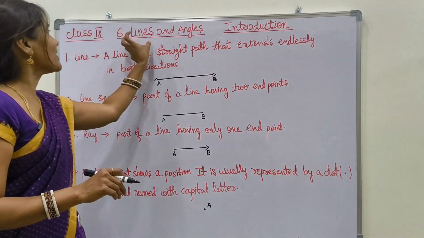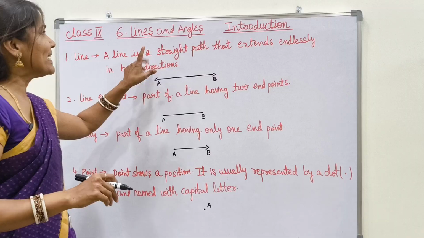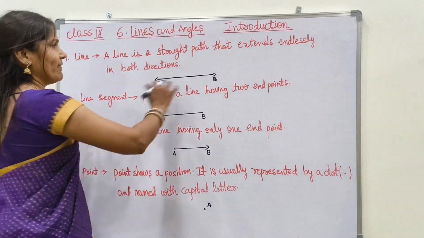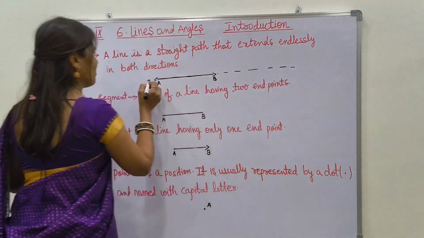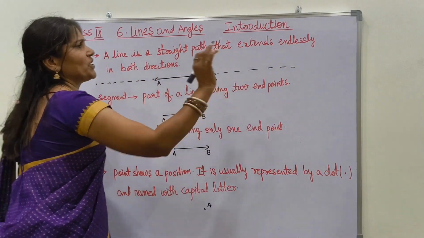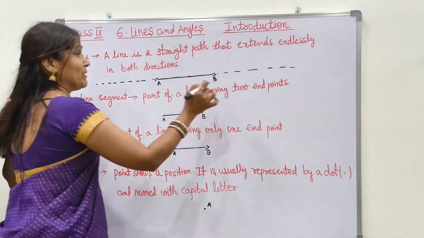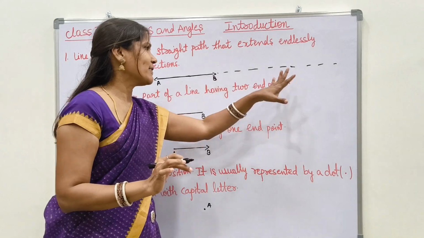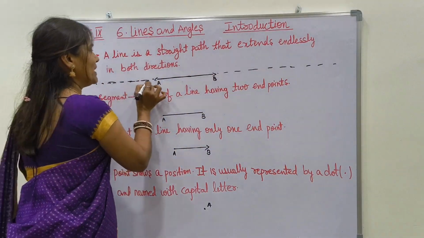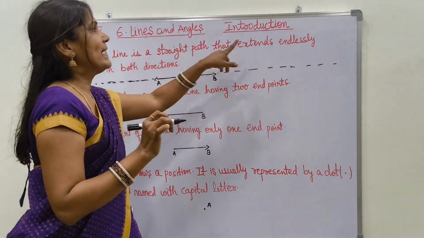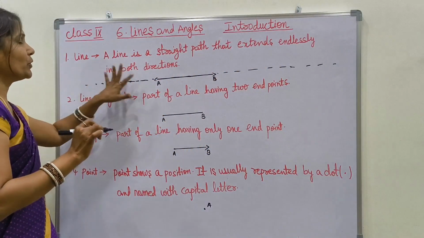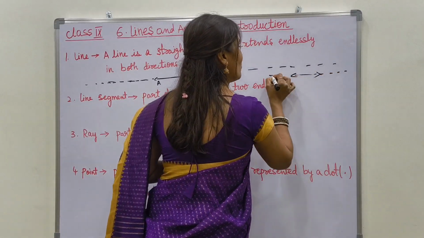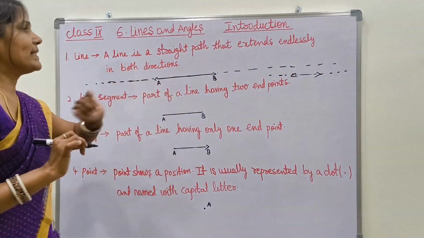In this one, first, what is a line? Line means, see beta, a line is a straight path that extends endlessly in both directions. See here, one line is there. You can extend it as much as you want, no problem. If there is no measurement, you can extend it as much as you want; even this board is not a limit. That much extension is possible, that is a line. Line means there is no end. This side also no end, this side also no end. Line means a straight line that extends endlessly in both directions.